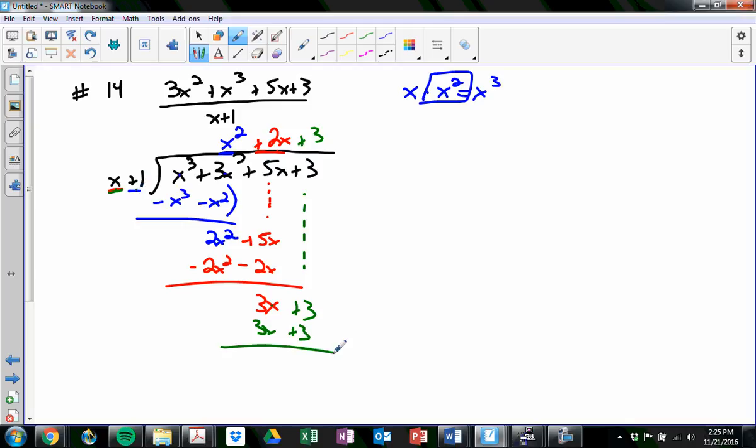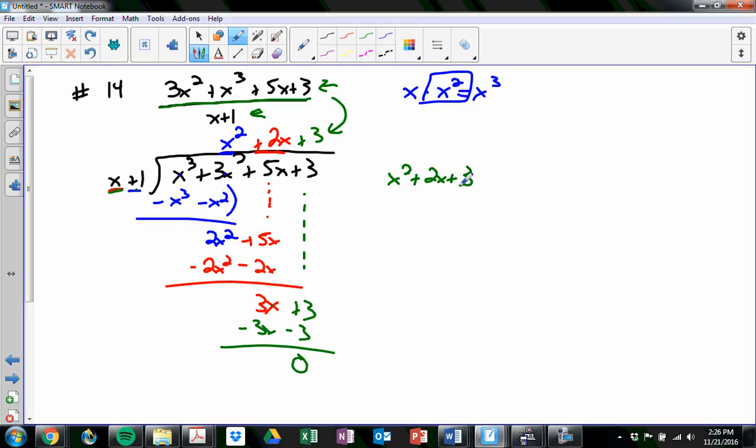I'm going to subtract this, so I switch that sign and switch this sign. And that gives me a 0. Now I'm all done. There's nothing left to pull down. So that means that x to the third plus 3x squared plus 5x plus 3 divided by x plus 1 is x squared plus 2x plus 3.